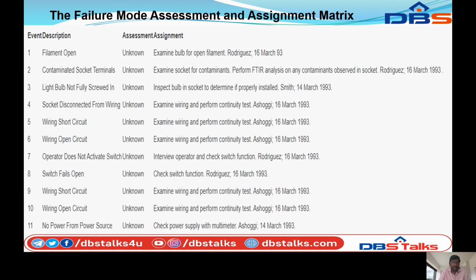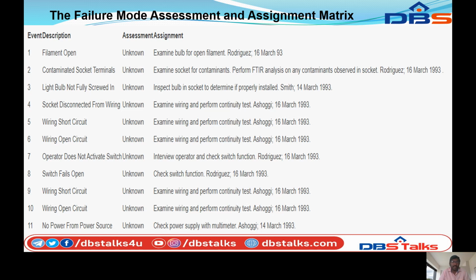The next, ninth event: the description is wiring short circuit. The assessment is unknown. The assignment is to examine wiring and perform continuity test, Ashhoji, the year 16th March 1993. Next is 10th event. The description is wiring open circuit. The assessment is unknown. The assignment is to examine wiring and perform continuity test, Ashhoji in the year 16th March 1993.